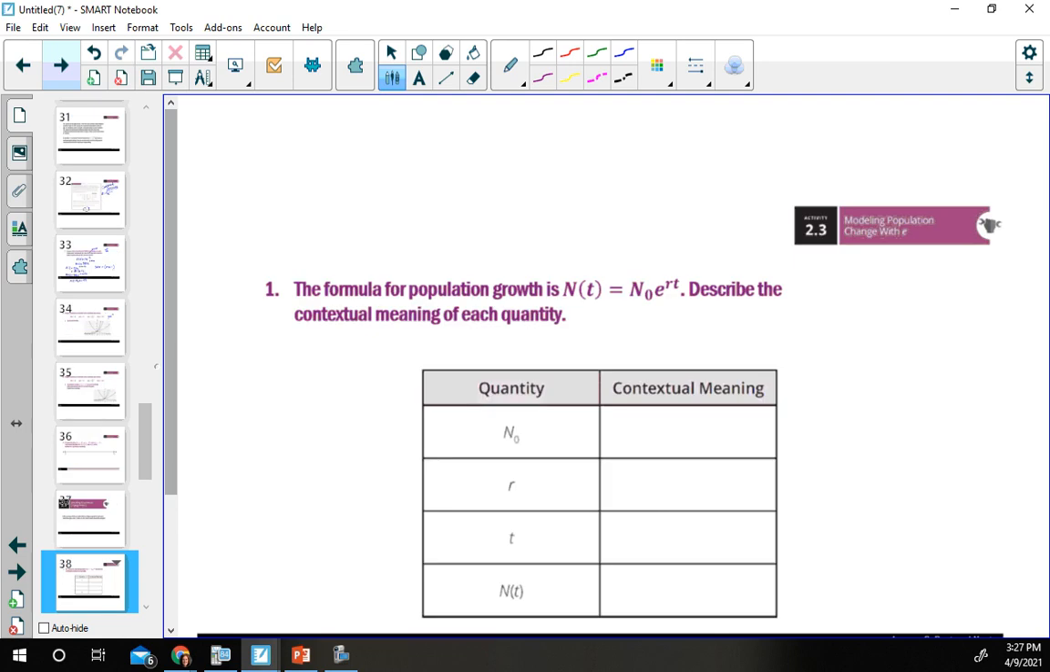Okay, so in this, we're going to use this thing that we call the NERT. N naught is the same as the P for principal. So this is going to be my starting population here. All right, my R is going to be my rate that we're going up by. My T is my time. My N is my amount of people after time.